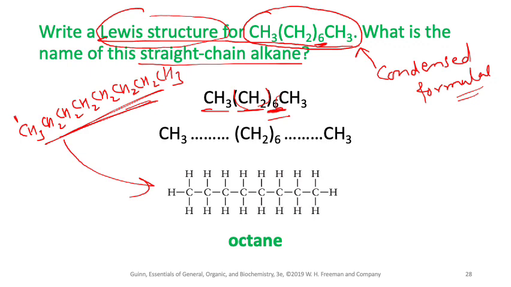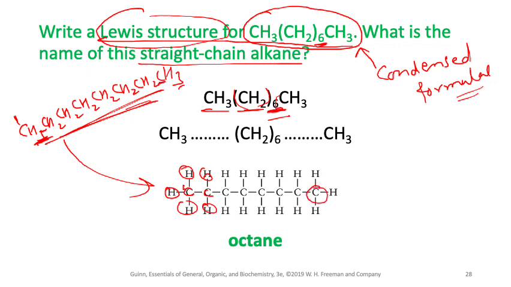The first carbon has how many hydrogens attached to it? 3. So carbon, 3 hydrogens with a bond. Second carbon has 2 hydrogens. Second carbon, 2 hydrogens. And then same thing, third, fourth, fifth, sixth, right? And the last one has 3 hydrogens.